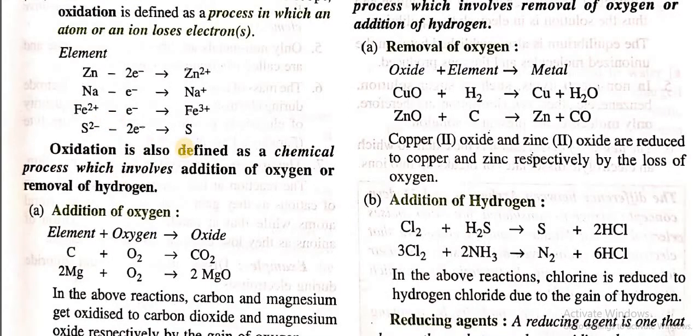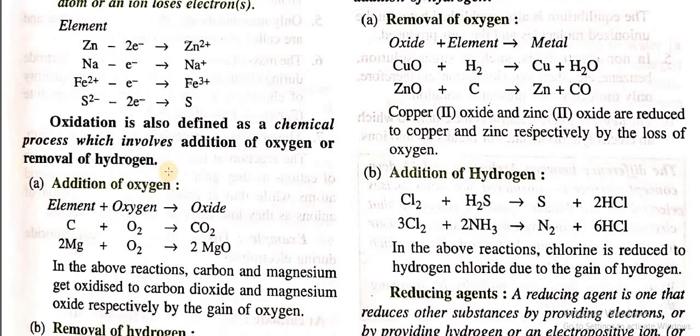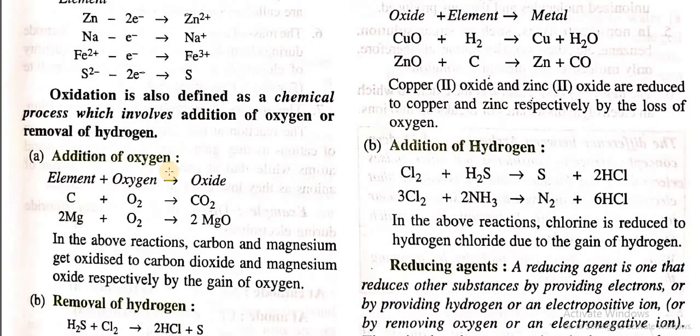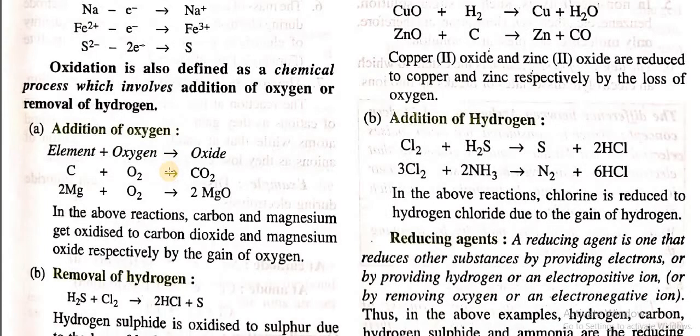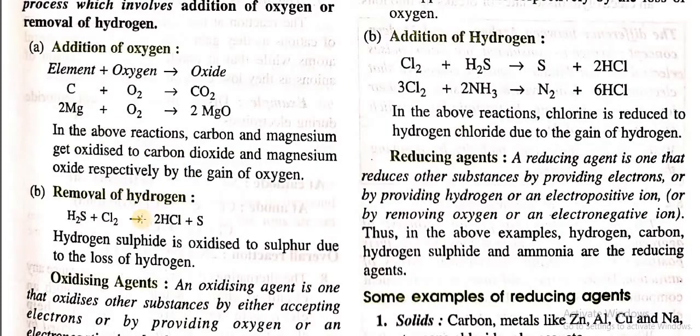Oxidation is also defined as a chemical process which involves the addition of oxygen or removal of hydrogen. So these are the other definitions of oxidation. Addition of oxygen, oxidation, removal of hydrogen, also oxidation. So example, carbon plus oxygen giving carbon dioxide, oxidation. Removal of hydrogen, example, we can have H2S plus chlorine giving you 2HCl plus sulfur. Over here, if you see, from H2S, hydrogen has been removed, and it has been oxidized to sulfur.